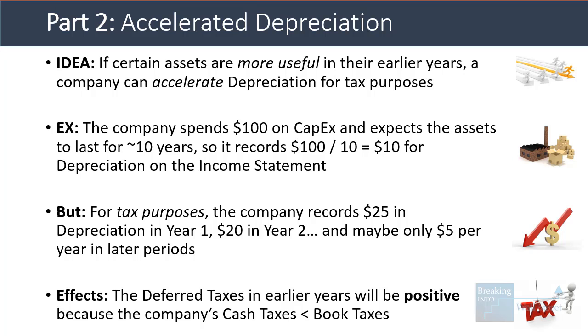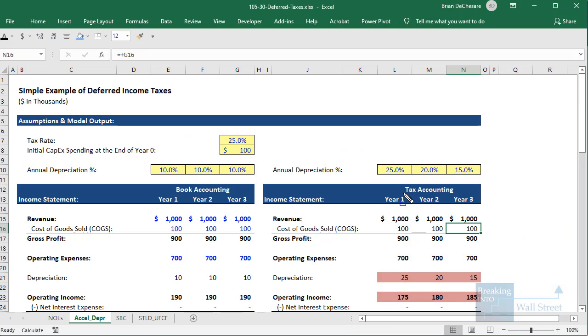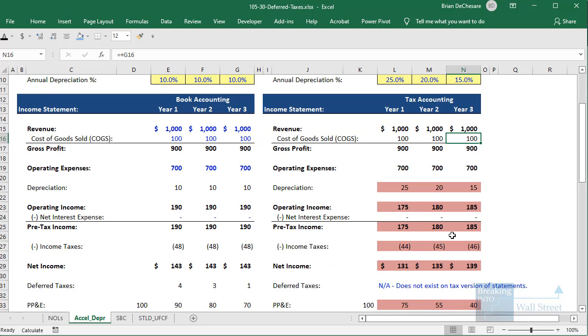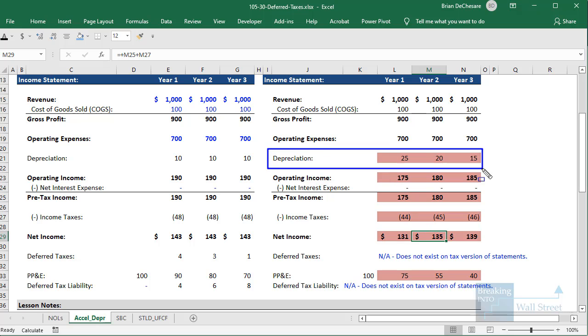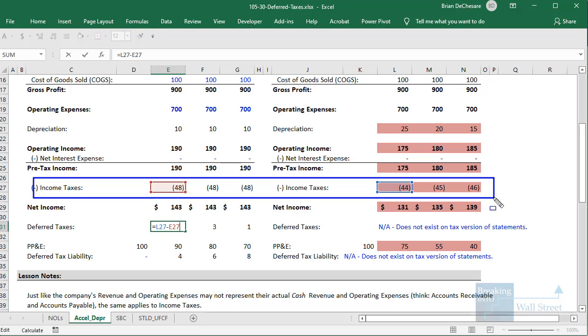The end result of this is that the deferred taxes in earlier years will be positive because the company's cash taxes are less than its book taxes. Again, let's take a look at this in Excel. You can see the tax version here where we depreciate 25%, 20%, and 15% in years 1 through 3. And then if you go down and look at this, the operating income is lower, pre-tax income is lower, and the income taxes are also lower on the tax version of this company's financial statements. And since the cash taxes here are less negative than the book taxes, we get deferred taxes in each year.